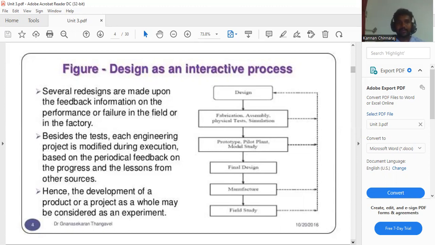So several redesigns are made upon the feedback information on the performance or failure in the field or in the factory. Besides the test, each engineering project is modified during execution based on the periodical feedback on the progress and the lessons from other sources. Hence, the development of the product or a project as a whole may be considered as an experiment.